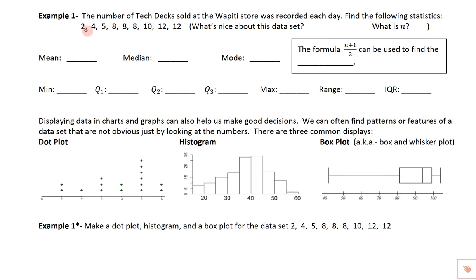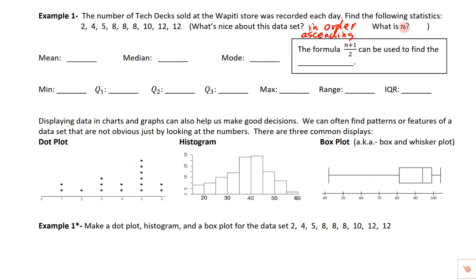If you take a look at this, it starts at 2 and then just goes up all the way up to 12. So the first thing that we notice is that it's in order. So in order, and we probably should be a little bit more specific. It's in ascending order. Okay, it goes from the smallest one to the biggest one.